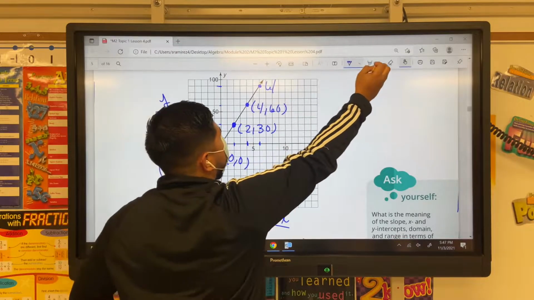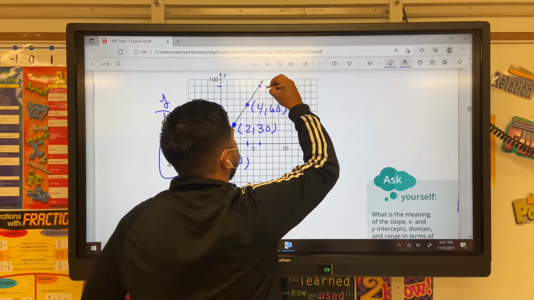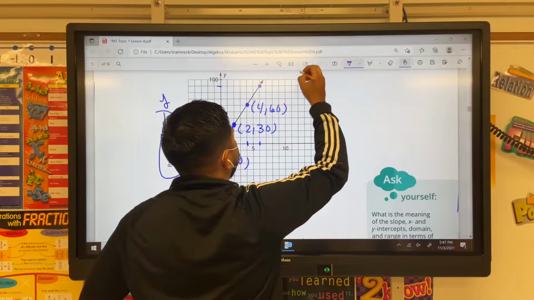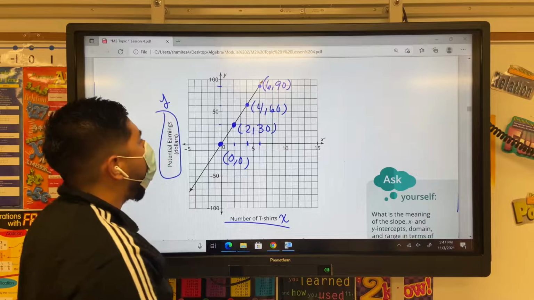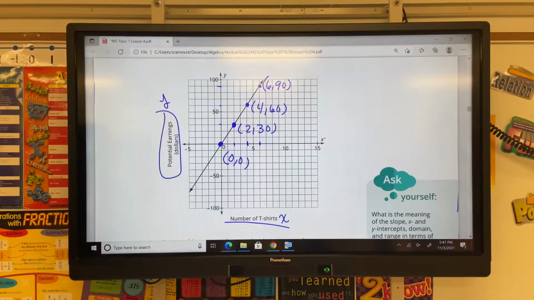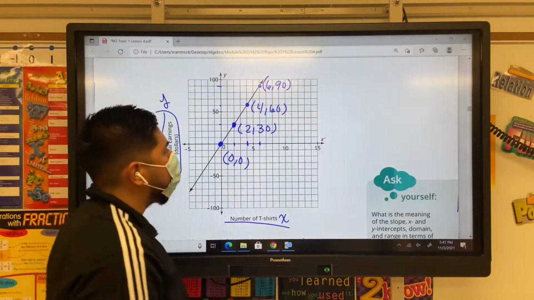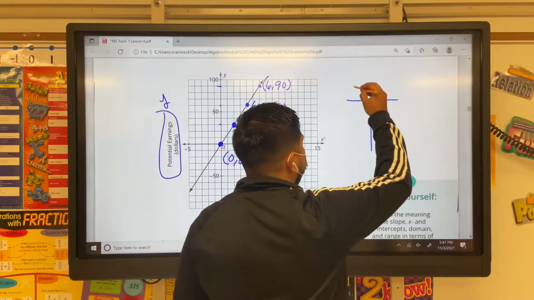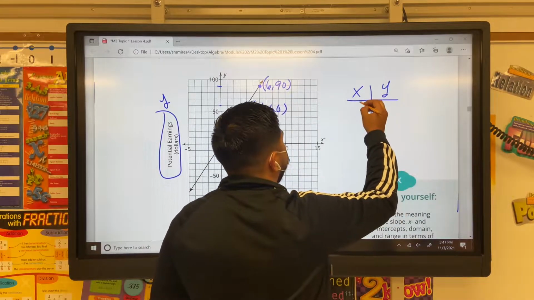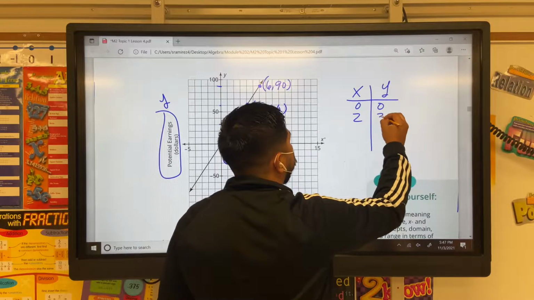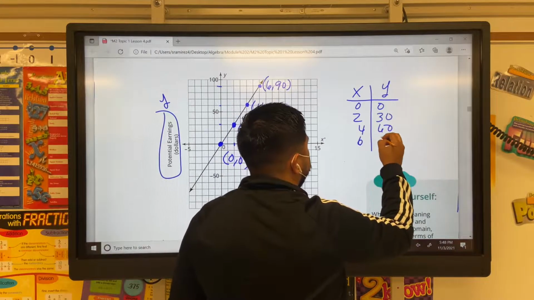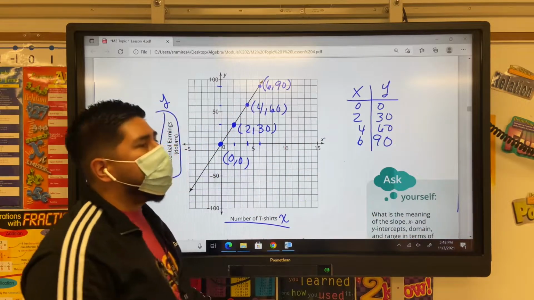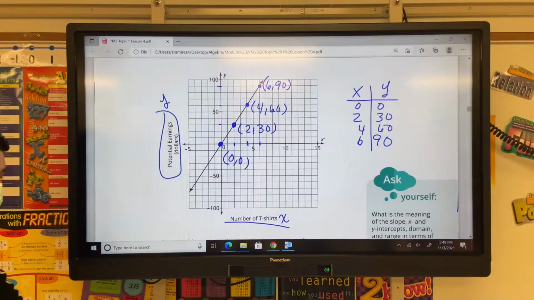This coordinate is 6, 90. That forms a table, of course. X, Y. We got 0, 0, 2, 30, 4, 60, 6, 90. Pause the video so you can copy, of course. Take your time. We don't want to rush.